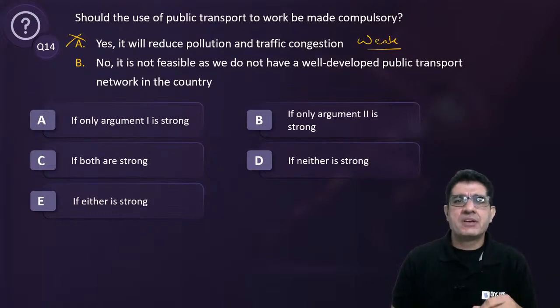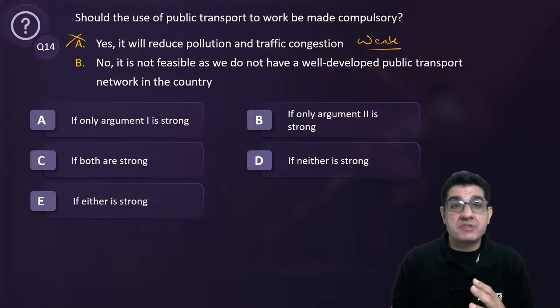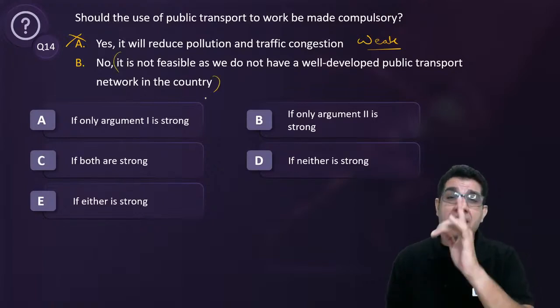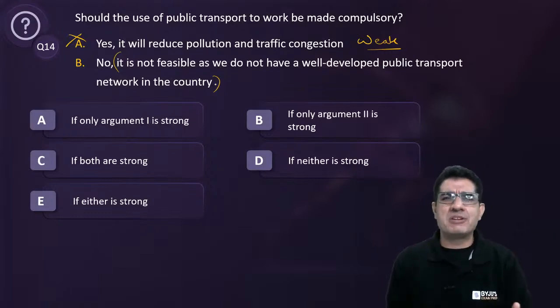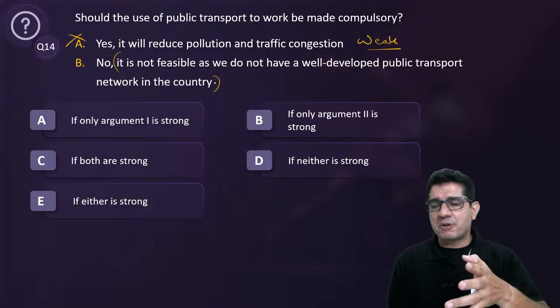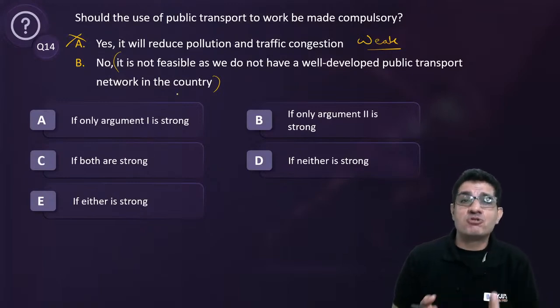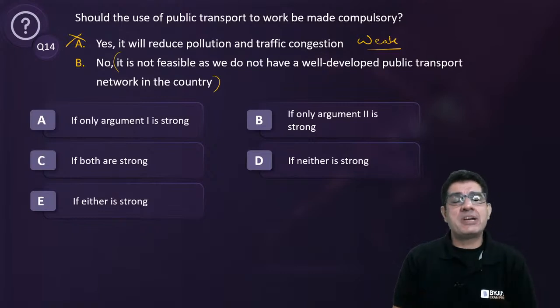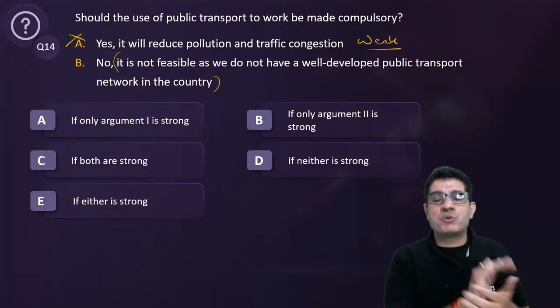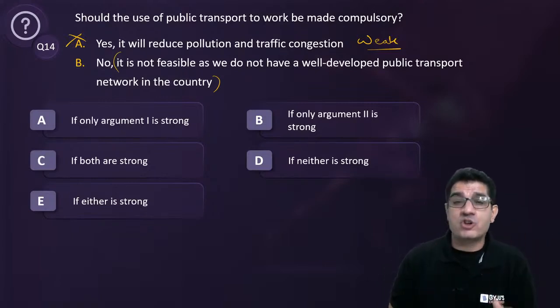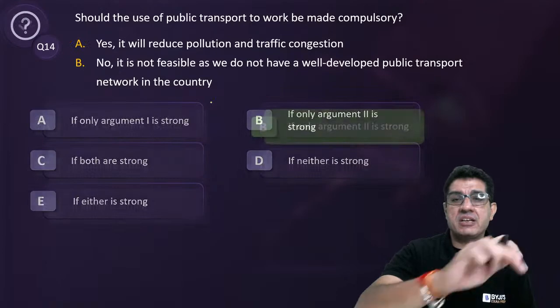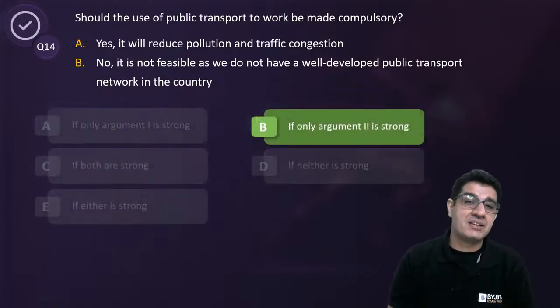Now let's look at B. We're saying no, it is not feasible as we do not have a well-developed public transport network in the country. Now if this is true, if the given premise is true, and we always treat it as true unless it is absolutely absurd, absolutely false, unless it says something like the sun rises from the west, we'll accept it as true. So if this is true, we cannot make public transport mandatory. This is a very strong reason. You don't even have a functioning public transport yet. So how can you make it mandatory? So this argument is strong. And therefore, our answer to question number 14 is going to be option B and not D.